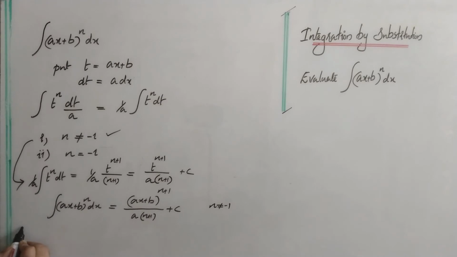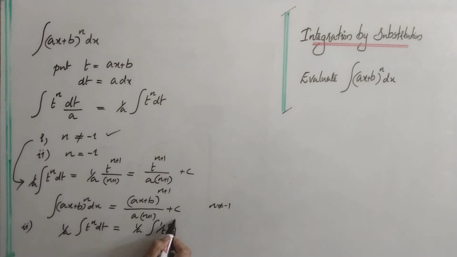Now consider the second case, that is 1 by a integral t raised to n dt when n equal to minus 1. n equal to minus 1 means 1 by a integral 1 by t raised to minus 1, that is 1 by t dt. This is equal to 1 by a, integral 1 by t dt is log t, plus a constant c.